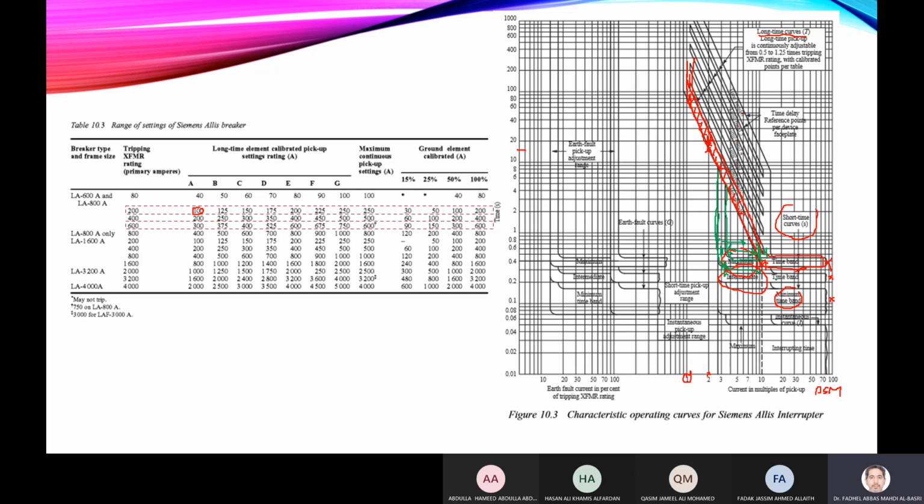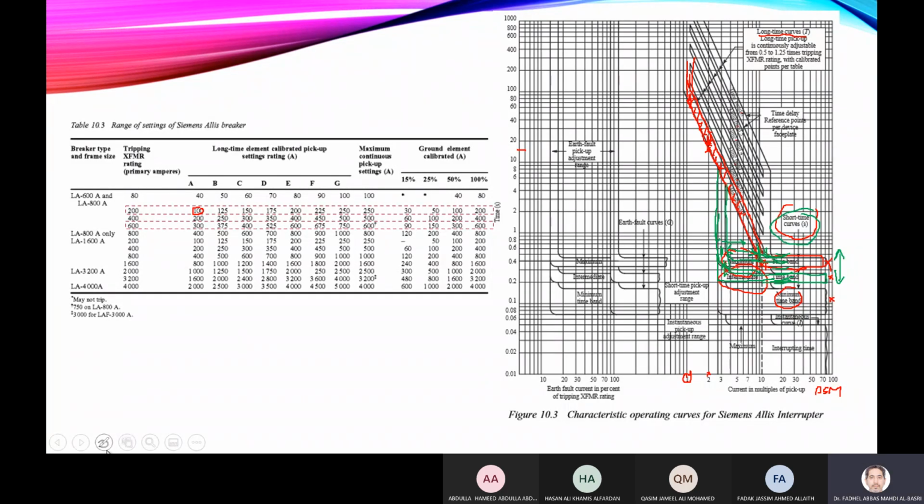And the time delay of this short time delay, I can set it from here up to the minimum, which is here. The lowest one is here. So I can change the time by choosing the minimum band, intermediate band, or the maximum band. This is for the short time delay.